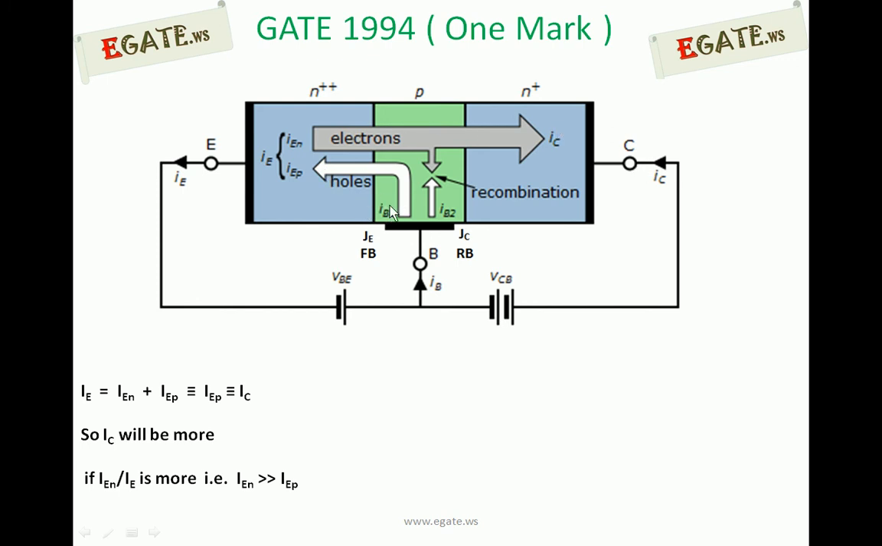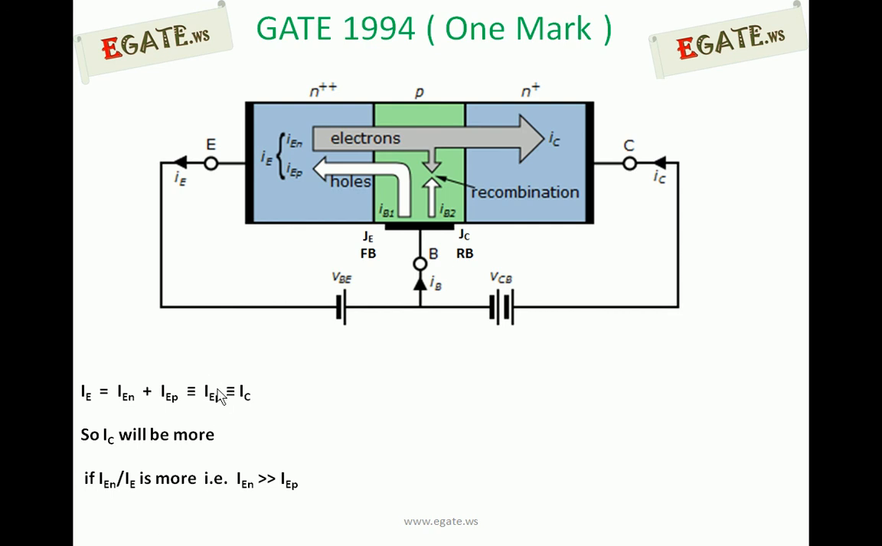Have you observed this one? The holes are moving from the base to the emitter. Nothing is going towards the collector side to contribute to the collector current. So the collector current is in no way related to the hole current of the NPN transistor. That is the reason why the base must be very lightly doped and very thin, so that this hole current is going to be very, very small. So the total emitter current is going to be dominated by the electron current, that is, by the emitter itself, the concentration of the emitter itself. So IE is equal to IEN plus IEP, which is approximately equal to IEN.